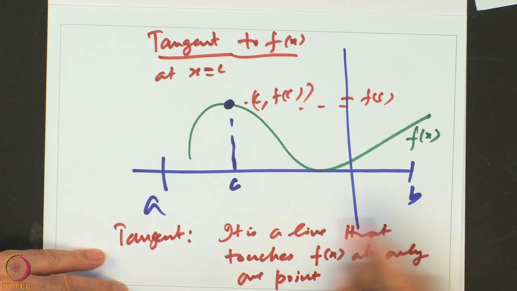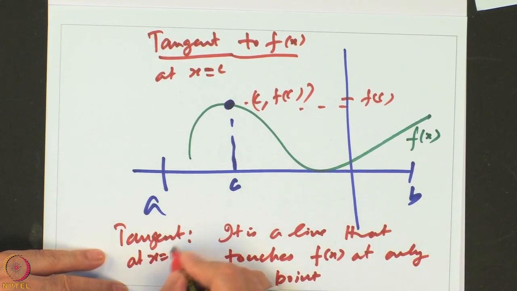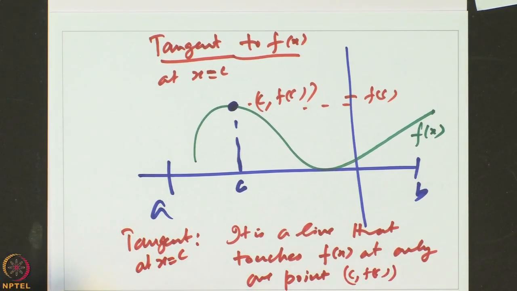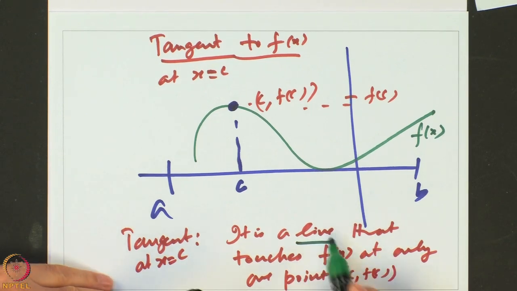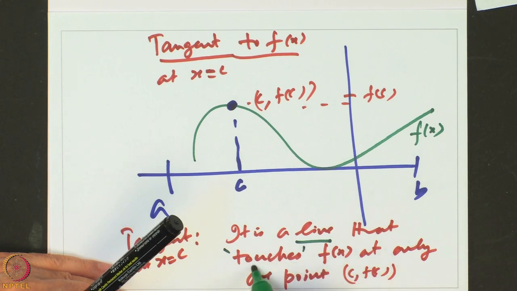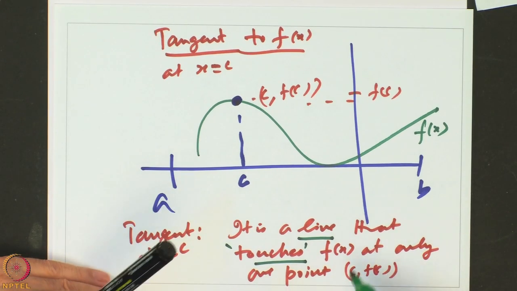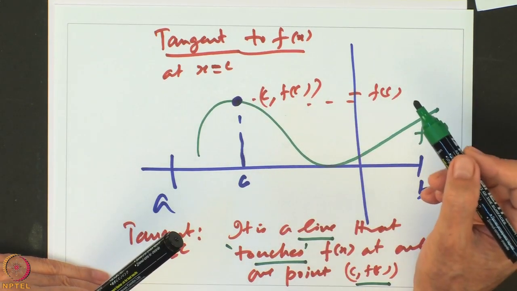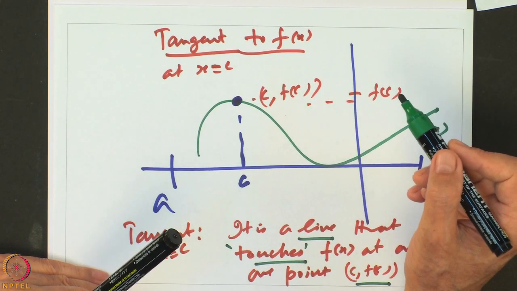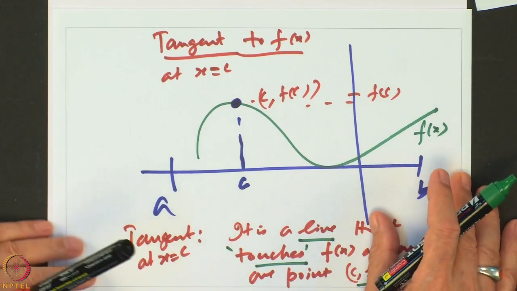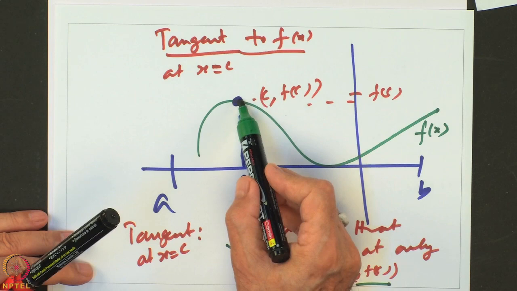Take the graph of the tangent at x equal to c. It touches at the point c comma f of c. Now, if you look at it, it is a line. So we know the equation of a line, and what the word touches means. We know that this line has to pass through the point c comma f of c, and it is a straight line. So which line qualifies to be the tangent at this point?